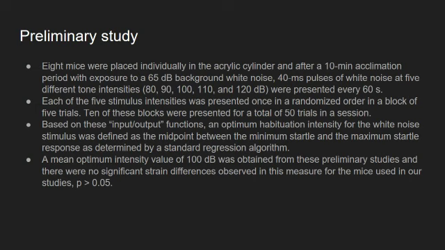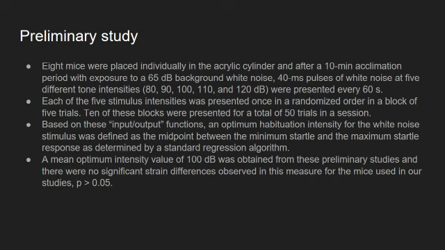Eight mice were placed individually in an acrylic cylinder, and after a 10-minute acclimation period with exposure to a 65 decibel background white noise, a 40 millisecond pulse of white noise at 5 different tone intensities, which are 80, 90, 100, 110, and 120 decibel, were presented every 60 seconds.